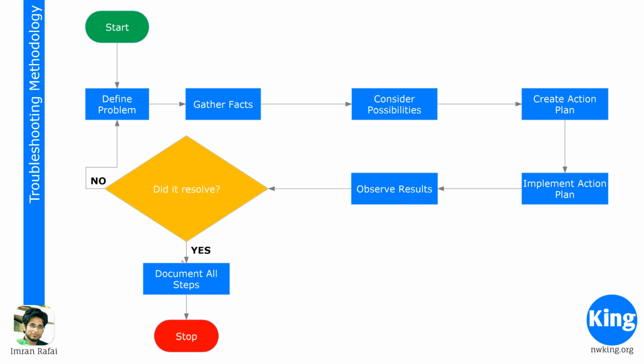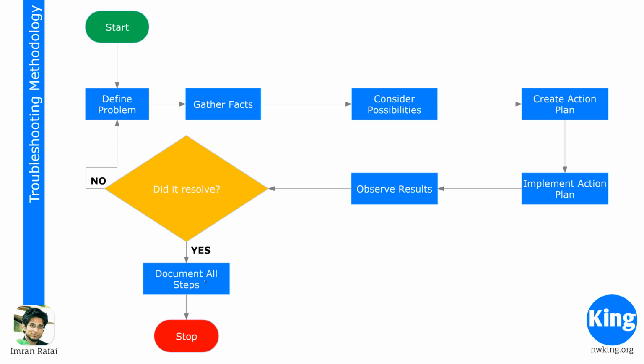brilliant, document that. If it did not resolve, then you need to go back to define the problem again, or maybe to gather facts again, and again create an action plan and implement, right? So every time you implement, once your problem is solved, you need to create a document of what you did. You create logs, right? For instance, you create a change document. Everything that you did, all the steps that you did, document it, right?